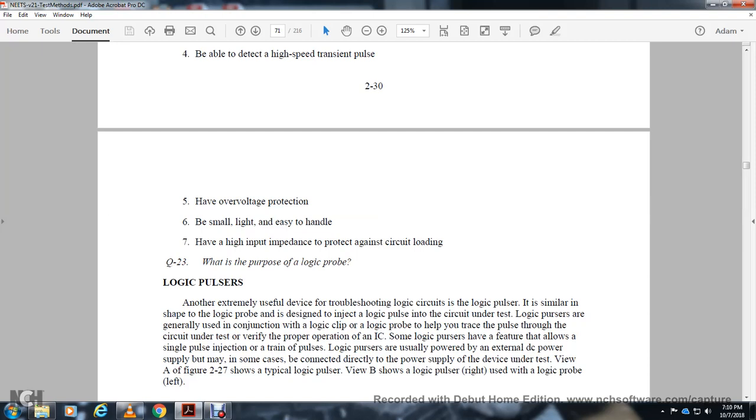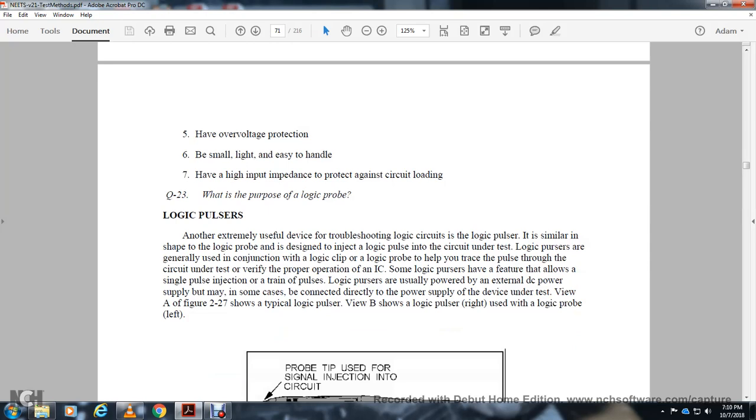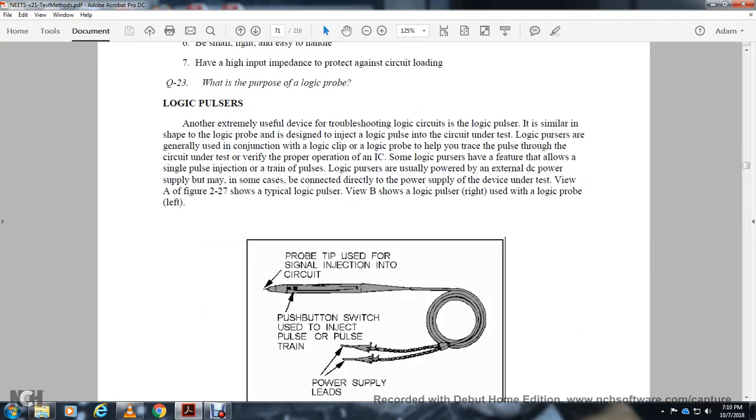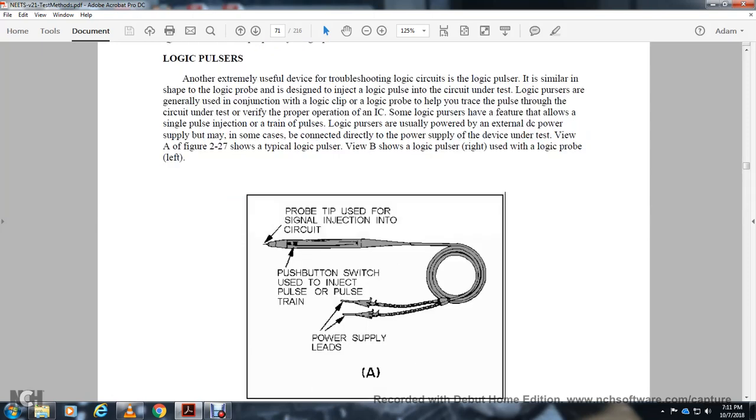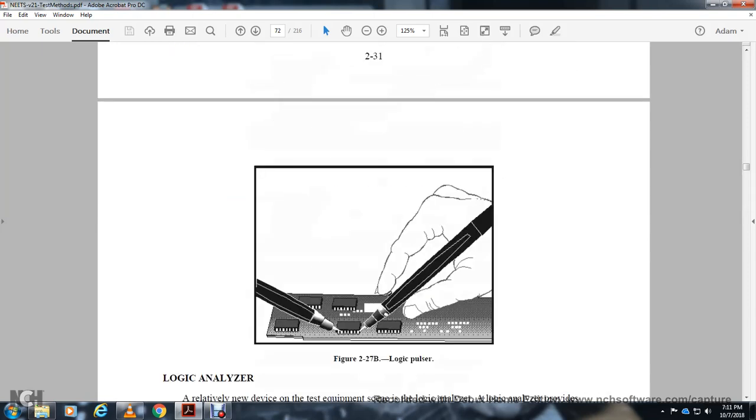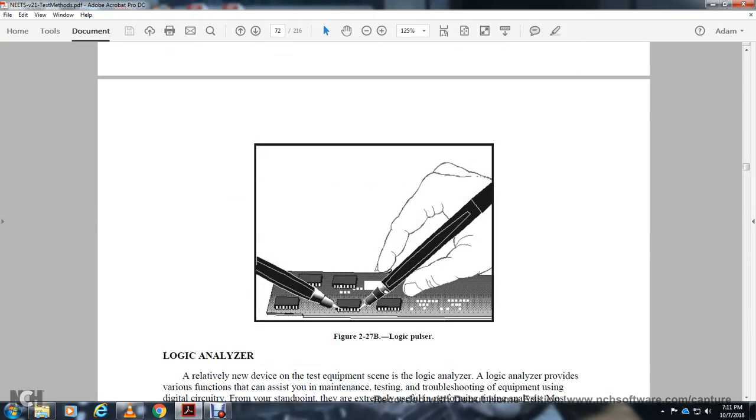The logic pulser is usually powered by an external DC power supply, connected directly to the power supply of the device under test. If you view figure 227, view A shows a typical logic pulser, and view B shows the logic pulser to the right with the logic probe. Left shows the probe tip for signal injection and the push button switch for the injection pulse train, with the power supply leads. Figure 227, the logic pulser.